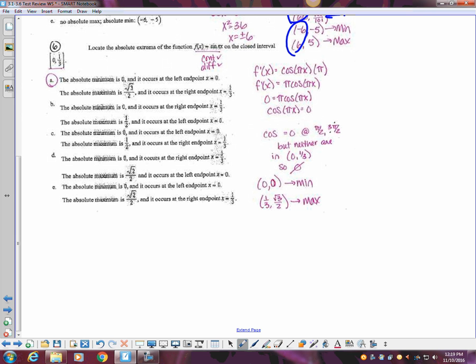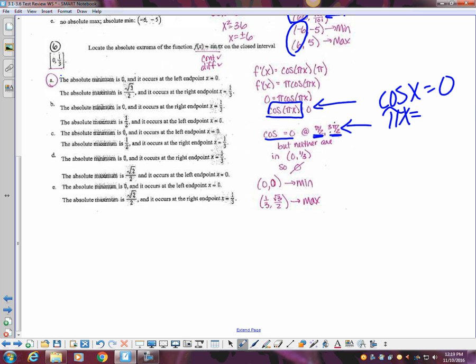Divide by pi, the pi goes away. So I have cosine of pi x equals 0. Some of us struggle from here to here. This is just where is cosine 0? And I set pi x equal to all those places. Well, cosine is 0 at pi over 2 and 3 pi over 2.